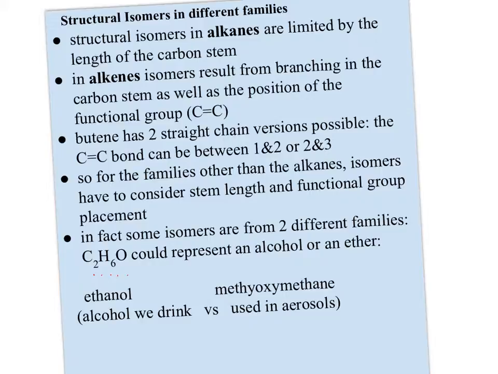So butene has two straight chain versions possible. You could have the carbon double bond between 1 and 2, or you could have it between 2 and 3. So we either call it 1-butene or 2-butene to let you know where that's at. So for families other than the alkanes, you have to consider isomers from both the stem length and the functional group placement. And in fact, some isomers actually result from being from two different families.